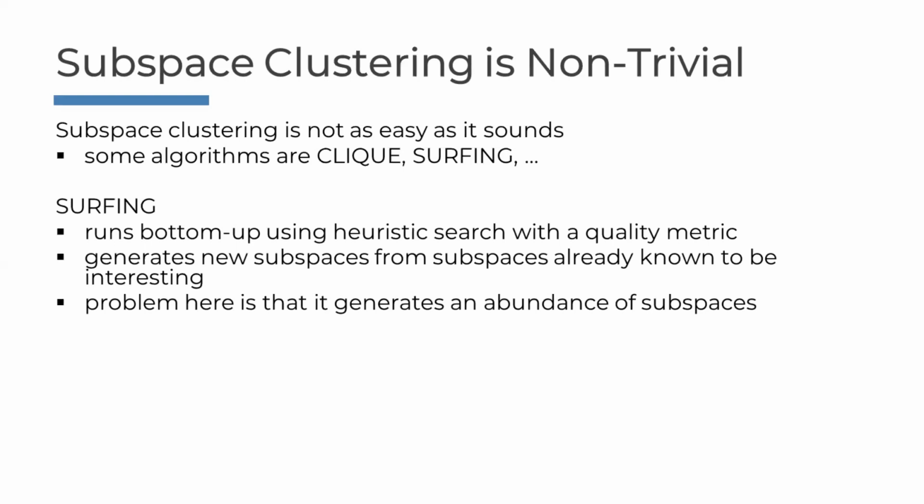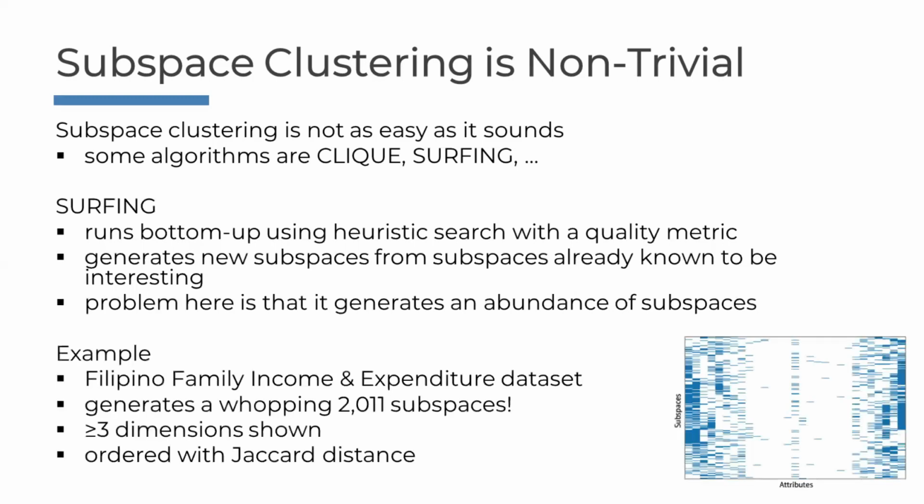The problem is that it generates an abundance of subspaces, because it creates a tree of subspaces, and then every branch looks pretty interesting and worth pursuing. In the end, you create an abundance of subspaces. For example, when you look at this Filipino family income and expenditure data set that we use later on for examples, it generates a whopping 2,011 subspaces.